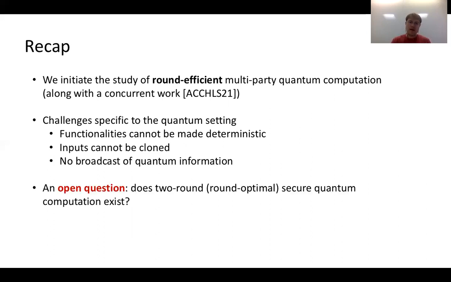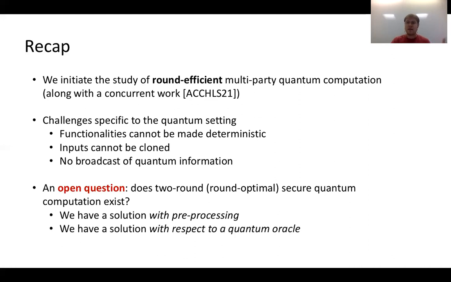And then finally, this open question that I think is pretty interesting is: does two-round, round optimal secure computation exist? We have these two partial results, and this partial negative result that I hope is eventually going to point to new methods for obtaining a positive result. But this question remains open.